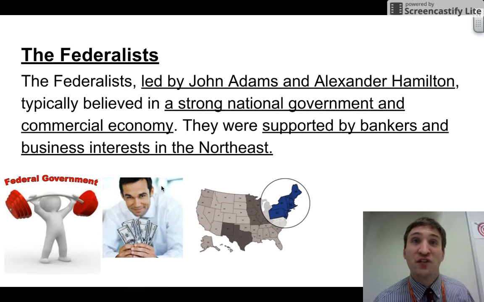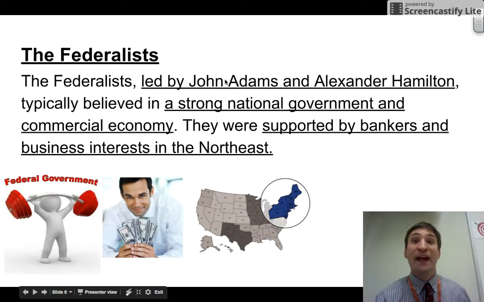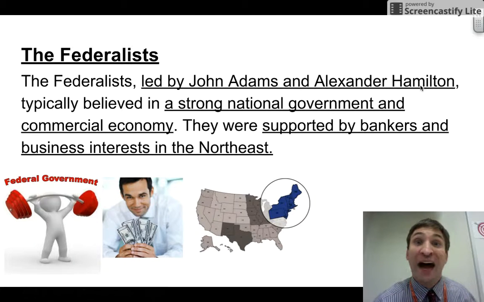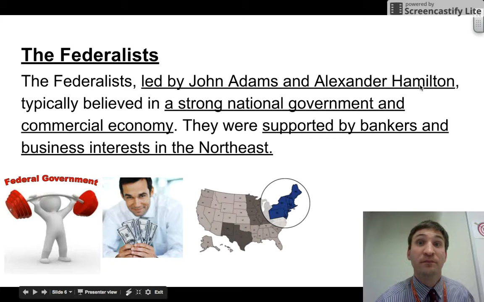The Federalists. The Federalists, led by second President John Adams and Alexander Hamilton, who died before he could become president, typically believed in a strong national government and a commercial economy. The Federalists were supported by bankers and business interests in the Northeast. There's a banker, and there is the Northeast, New York, Pennsylvania, New Jersey, Massachusetts, etc.